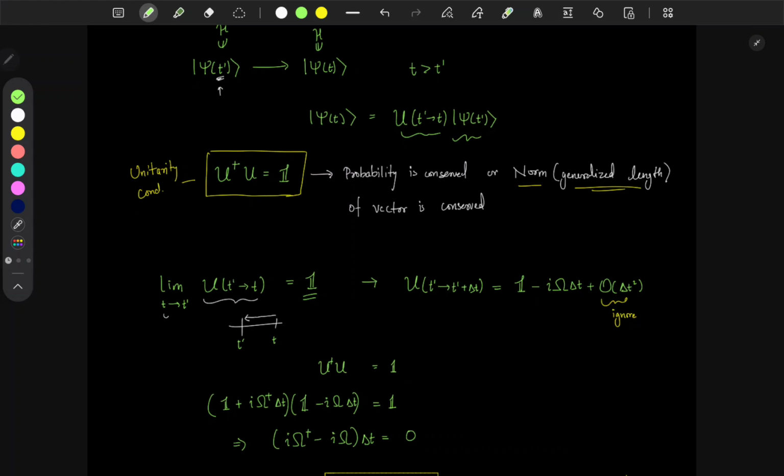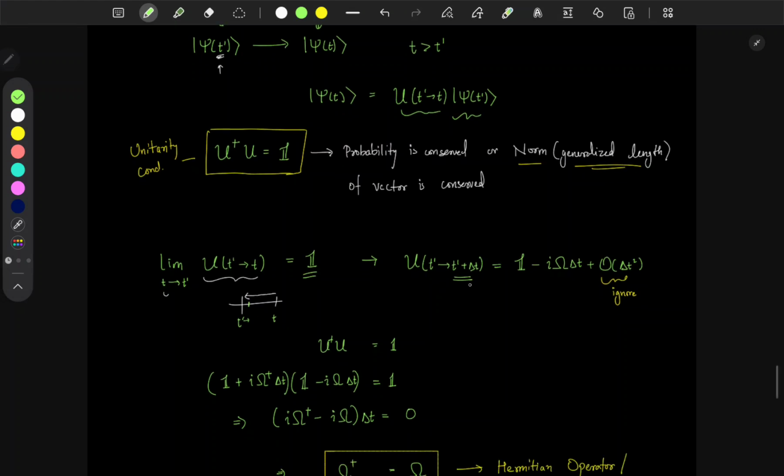Now what about when t is very close to t prime, say t is t prime plus some small delta t, where delta t is arbitrarily small, infinitesimally small? In that case we can do a Taylor expansion. How can we do the Taylor expansion here? What ensures that it satisfies all those properties of a function which are needed to do a Taylor expansion?